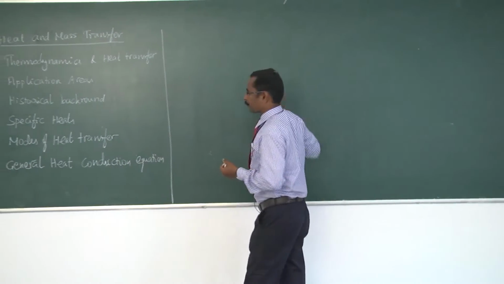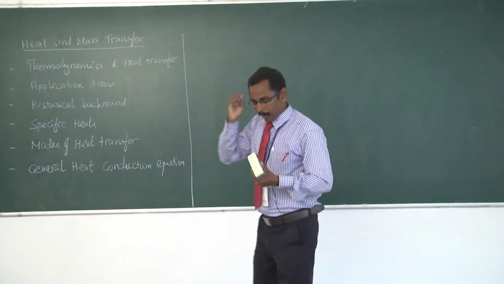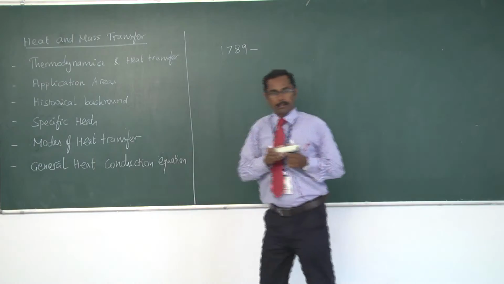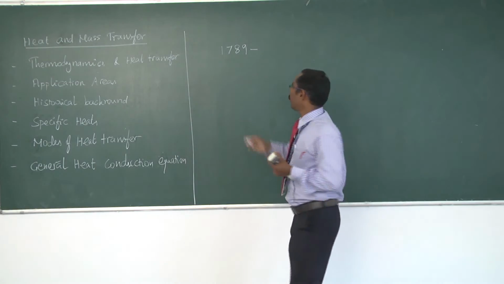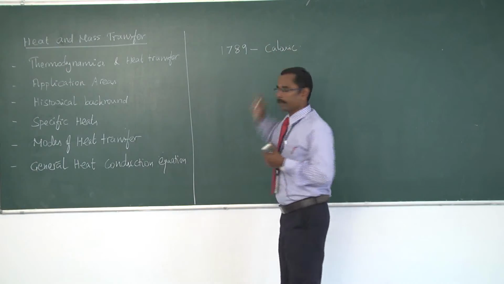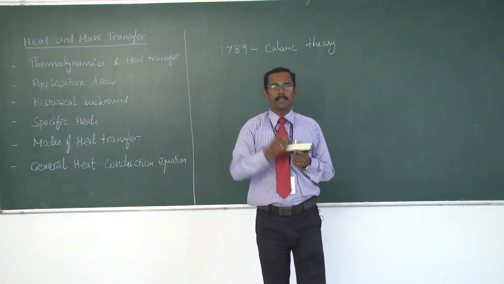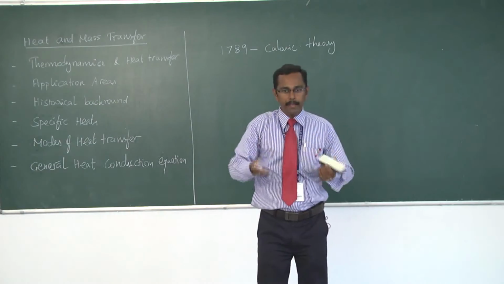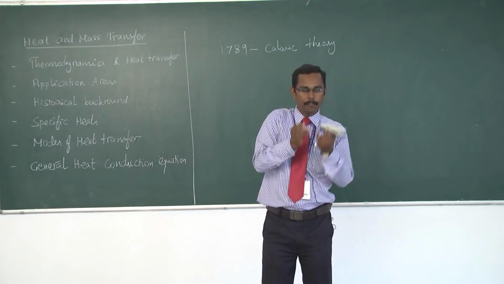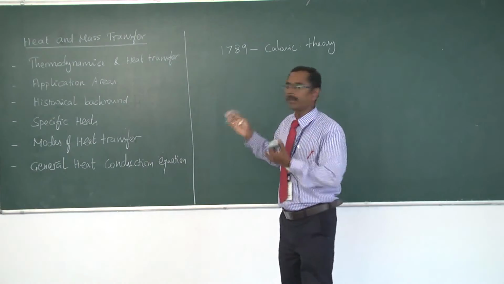These are all the important roles of the heat transfer engineer. And the next thing is the historical background of heat transfer. Now in 1789, Benjamin Thompson proposed the caloric theory. In this caloric theory, what he insisted was that heat is like a fluid-like substance. So the heat can be poured from one body to another body. This is the way he defined heat in the caloric theory.